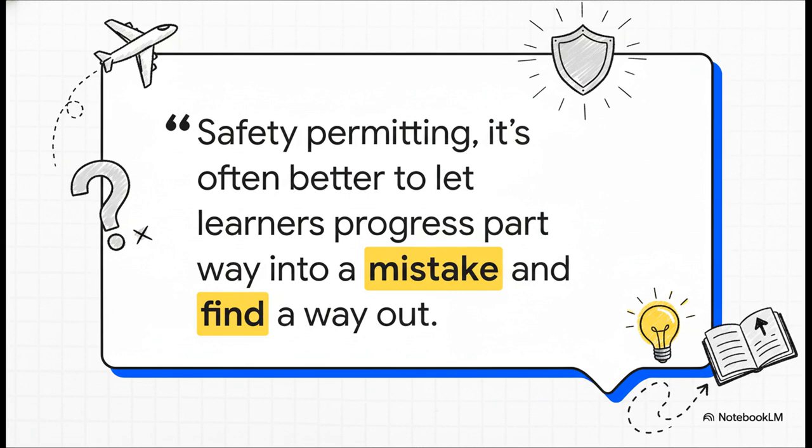But real learning often happens when a student starts to make a mistake, recognizes it, and figures out how to fix it on their own. Your job is to create a safe space for that to happen. You let them get close to an error, but you step in before it ever becomes a real safety issue. It's a skill, a real art that you'll be refining for your entire career.